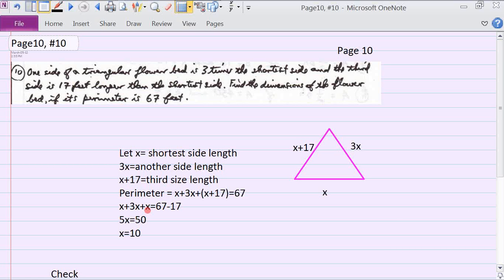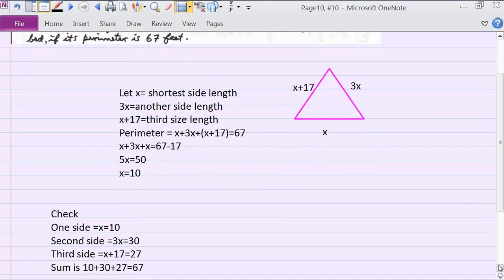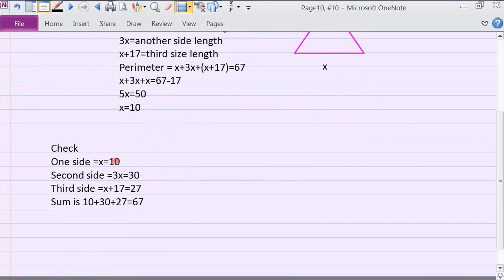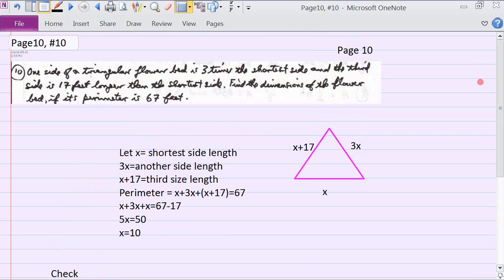So I have the numbers on the right and the variable on the left. X plus 3x plus x is 5x. 67 minus 17 is 50. Divide this by 5, I get x. Divide this by 5, I get 10. So the shortest side is 10 right here. The second side is 3 times that. It's 30. And the third side is x plus 17, which is 10 plus 17, is 27. So if I add 10 plus 30 plus 27, I get 67. And that's what I'm told right here, 67.